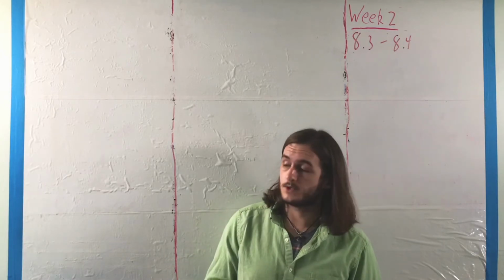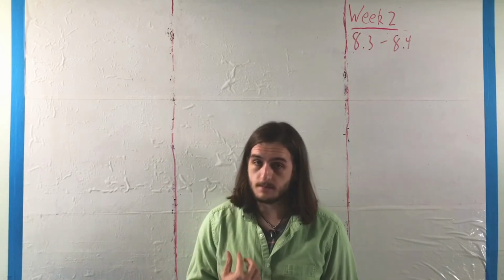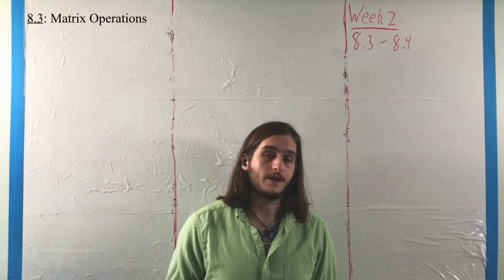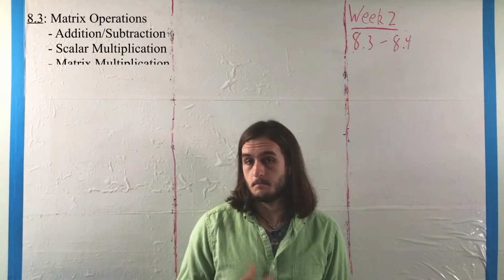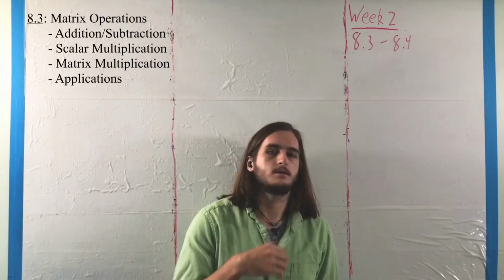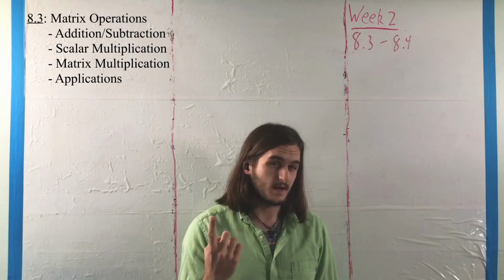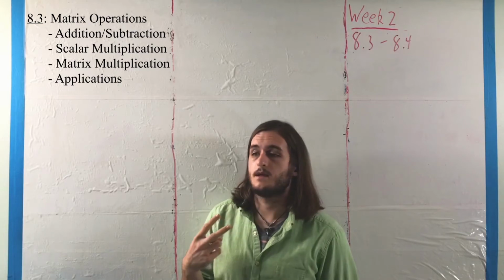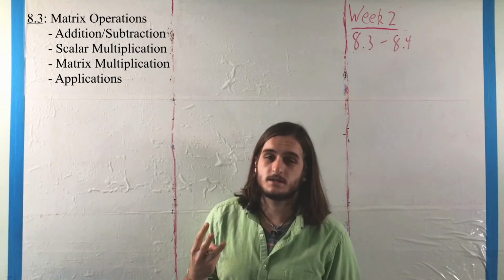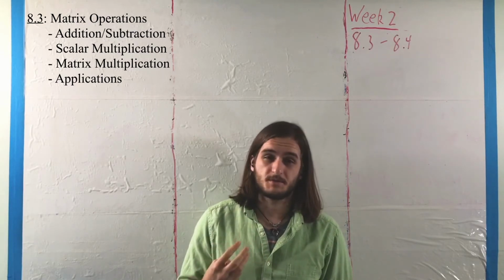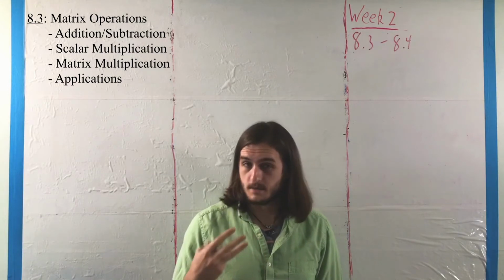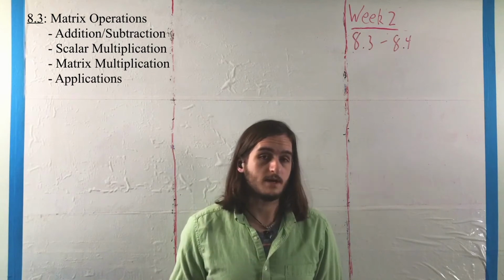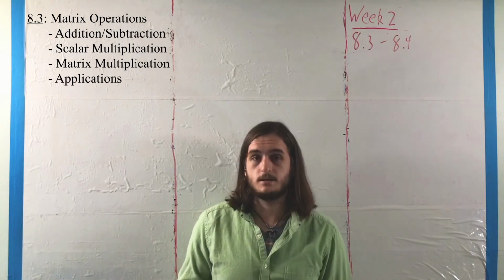But for this week, what we're doing is moving into sections 8.3 and 8.4, where for 8.3 we're looking at matrix operations. That is, we're looking at things like multiplying a matrix by a constant, adding and subtracting matrices, and then the really more complicated step, which is matrix multiplication. That's probably the most involved thing we're going to see all this week, so that's what I'd really advise paying close attention to and getting practice with.